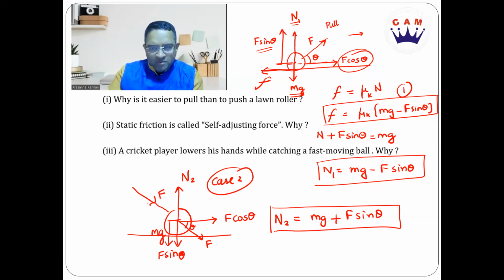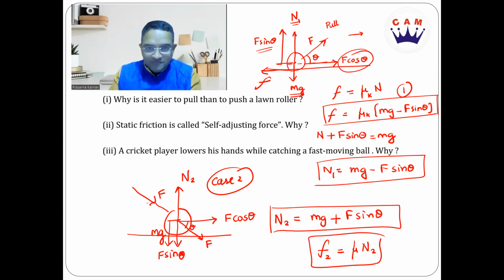Can you compare the two normal reactions? In the second case, it's more. That means when you're pushing it, the normal reaction is more, because of which, what's going to happen to your friction in the second case? It's going to increase. Exactly. So friction is increasing, then you have to apply more force, yes or no? So did you understand that it's easier to pull than to push a lawn roller?